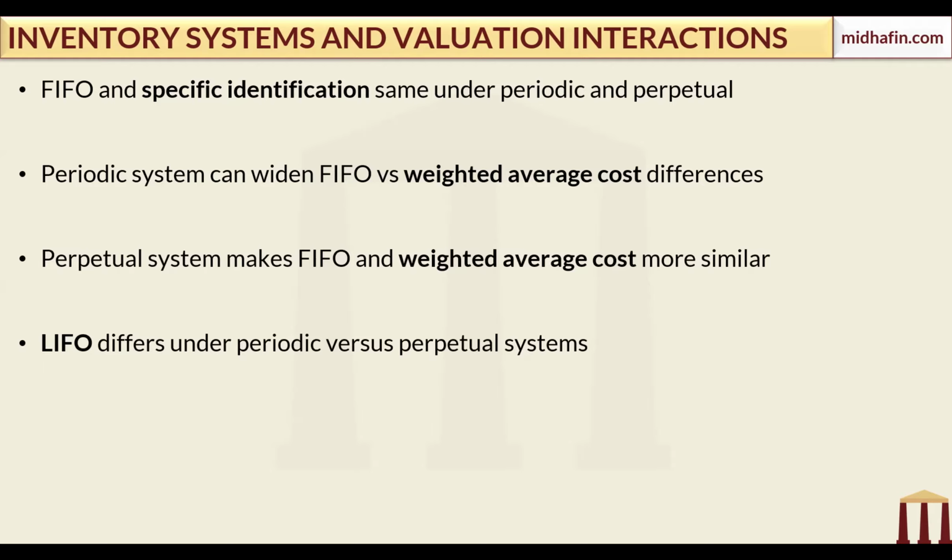So under LIFO, the systems will not produce, of course, the same allocation. Without any doubt, the allocation will be different. But in this case, it's not said whether the gap between LIFO and weighted average is higher or lower. That is not being talked about. It is just mentioned that under LIFO, the periodic and perpetual systems will generally not produce the same allocation. That's it.